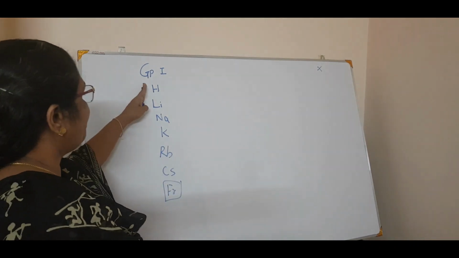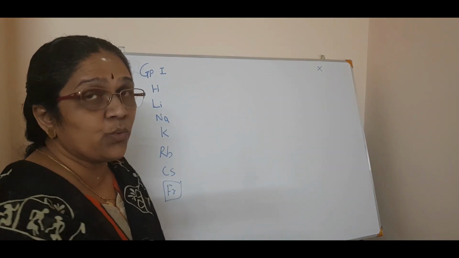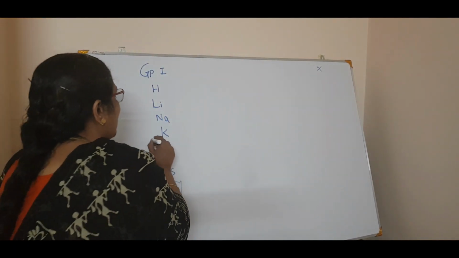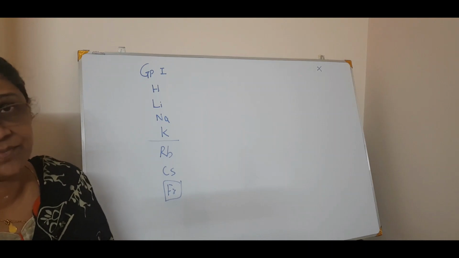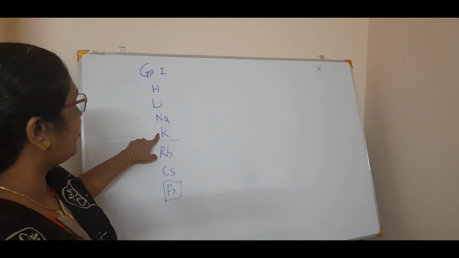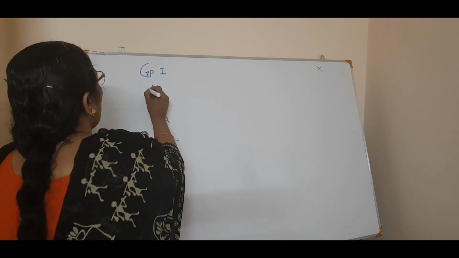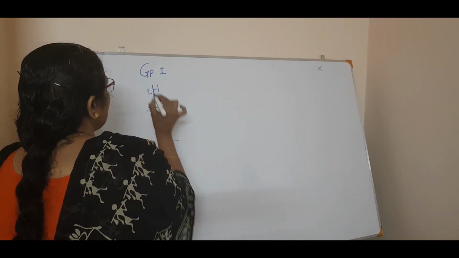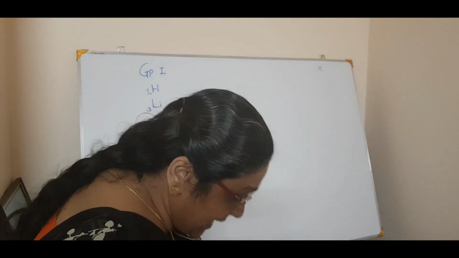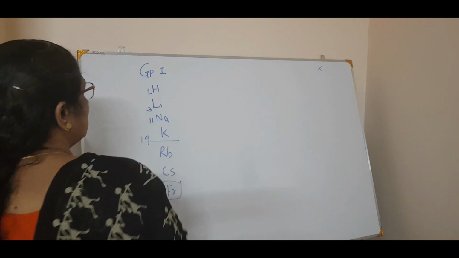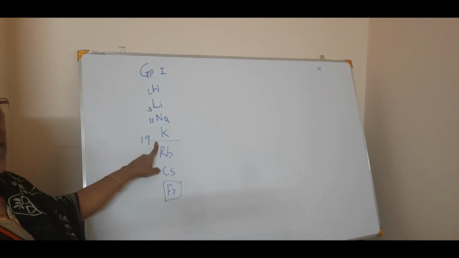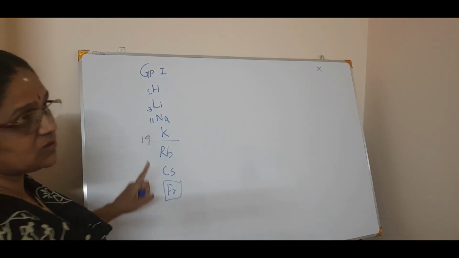Okay. So now I want you to write the electronic configuration of at least potassium. That is, hydrogen, lithium, sodium and potassium. Hydrogen you know atomic number is 1, lithium is atomic number 3, sodium is atomic number 11 and potassium is atomic number 19. So till potassium you write the electronic configuration. You write it, then I will write. I will give 2 seconds.